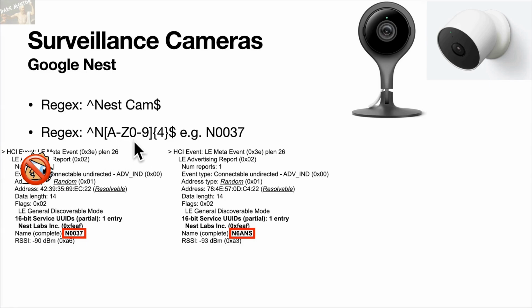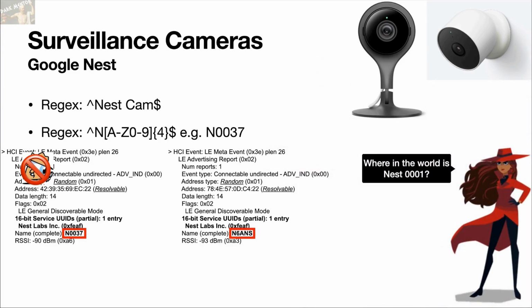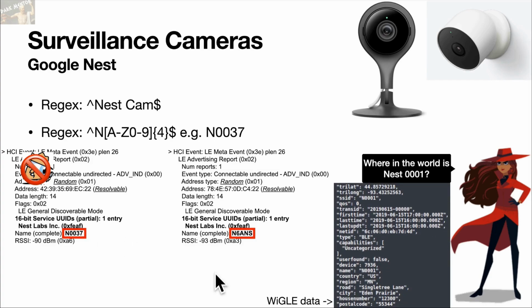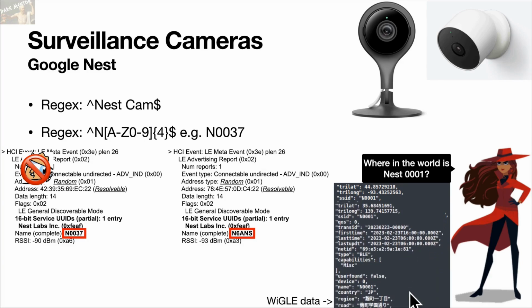So these names, as I said, have this regex pattern, but that pattern is kind of too generic. So, we might infer based on that, maybe it's an incrementing number, and so N0037 is like the 37th one ever sold. And so we might ask, where is Nest number 1? Let's go look in the Wiggle database to find Nest number 1. Well, from the Wiggle data, if we look for N0001, we can see that Nest number 1 lives in Eden Prairie, Minnesota. Great, Minnesota, that's where I'm from.